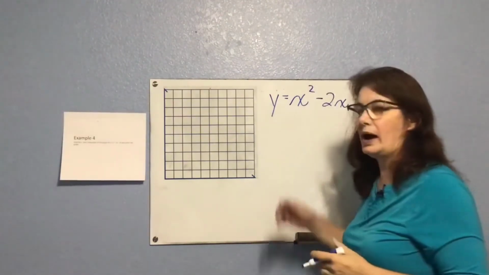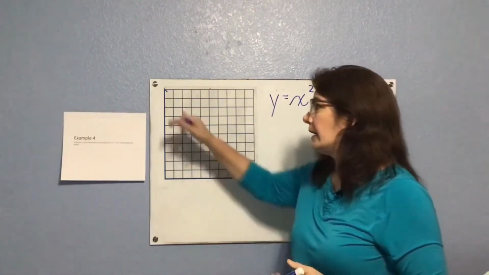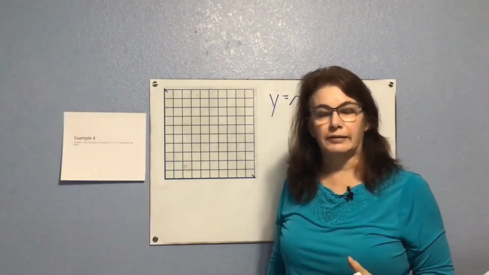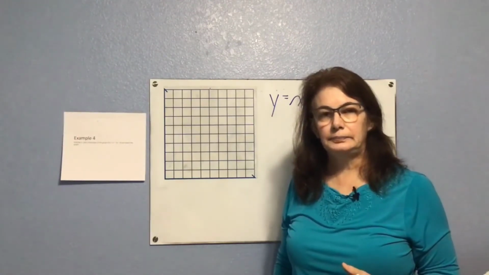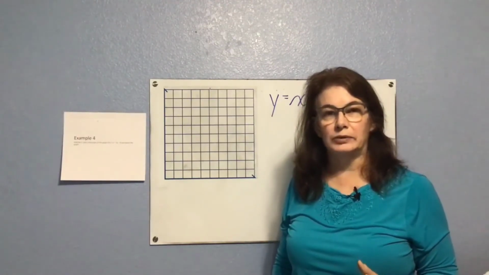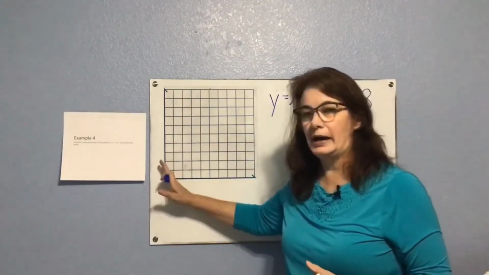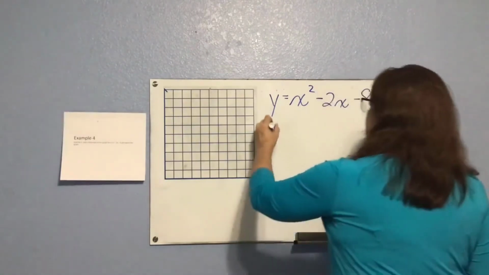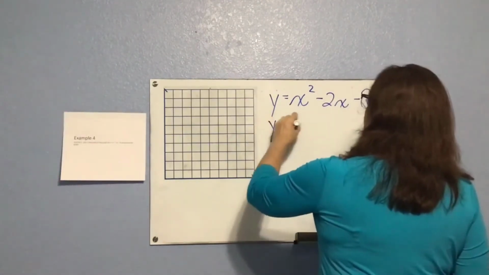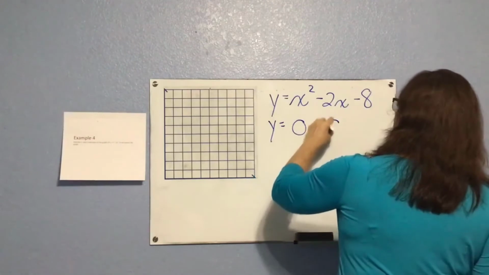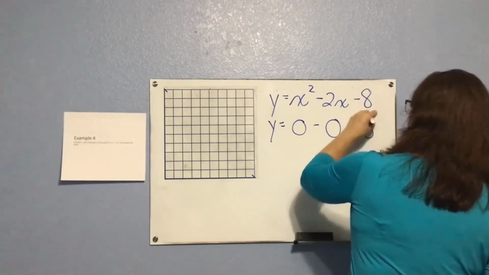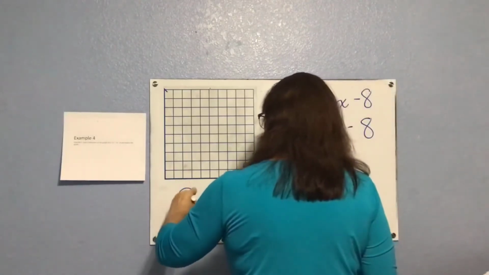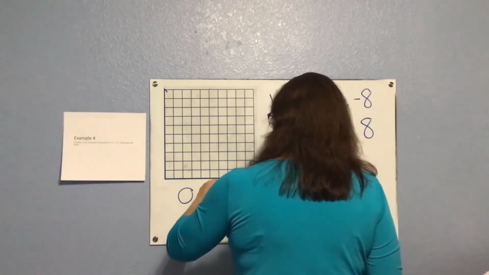So to find the y-intercept, the y-intercept means where would I cross the y-axis. And to find that, I'm going to let x equal 0, because if I'm on the y-axis, I know that x is 0. So I've got y equals 0 minus 0 minus 8. So my y-intercept is 0, negative 8.